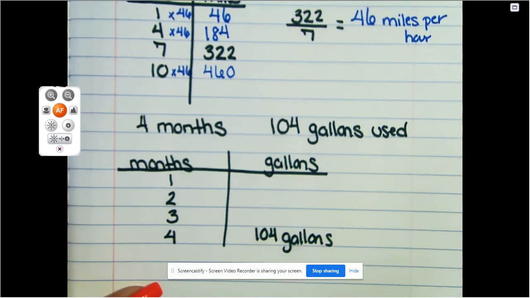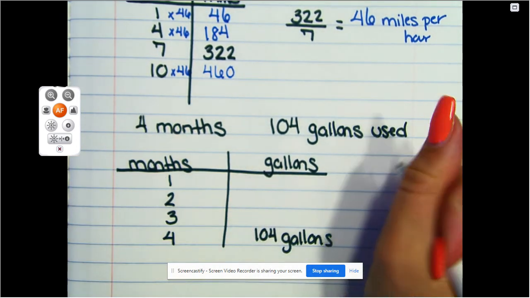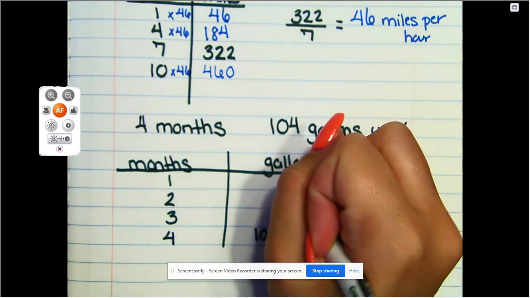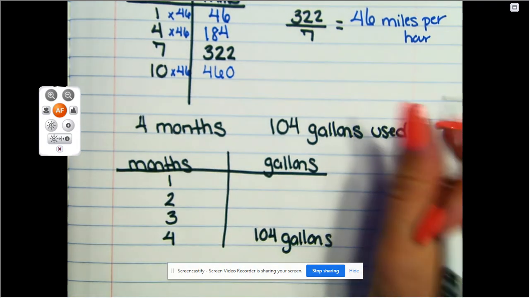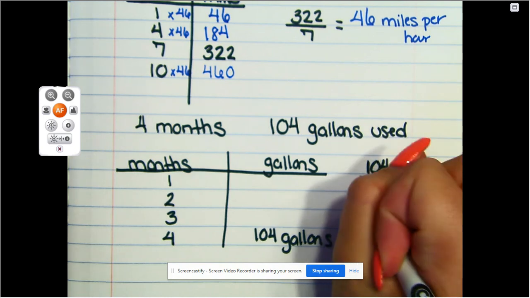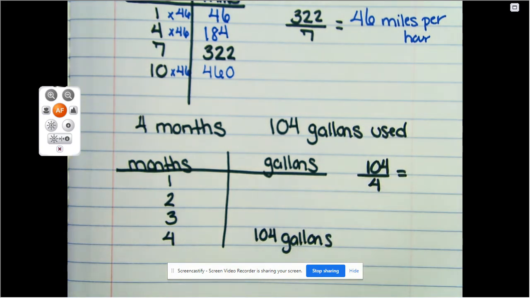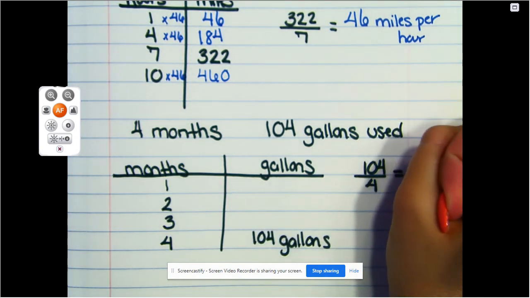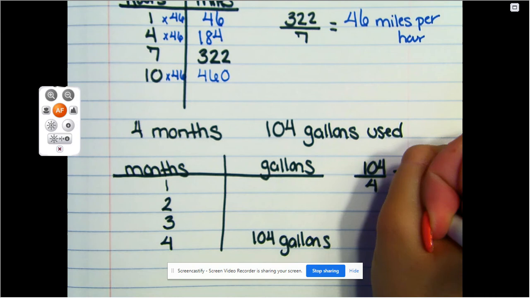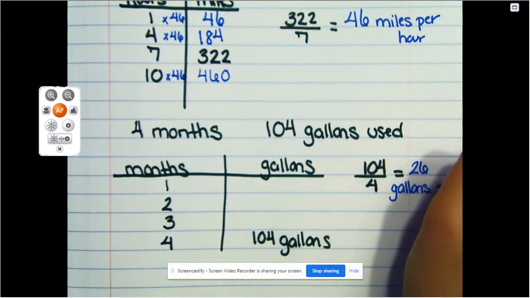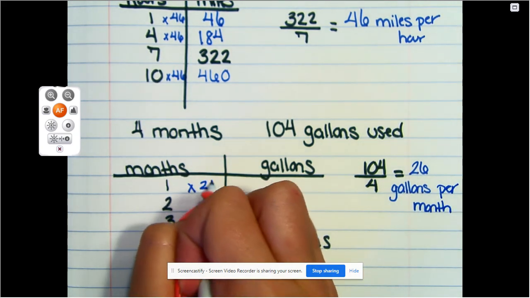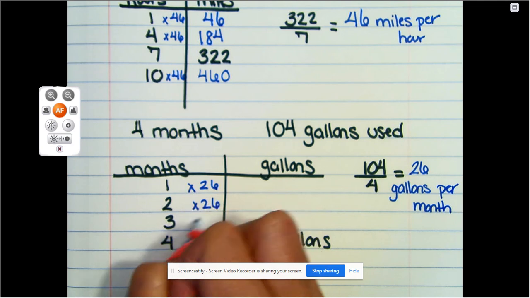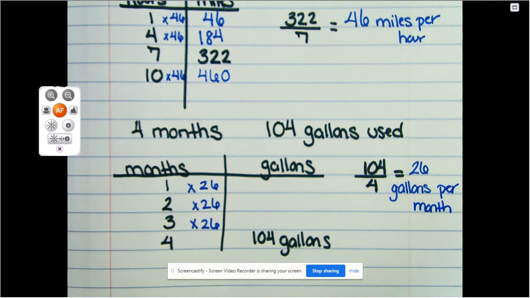First we need to find my unit rate. So we're going to do how many gallons were used in each month. We're going to go gallons to month. So we're going to do 104 divided by 4, and that number is 26. So 26 gallons per month. Then we're going to use that unit rate, which is 26, and multiply it across my table to find additional values.